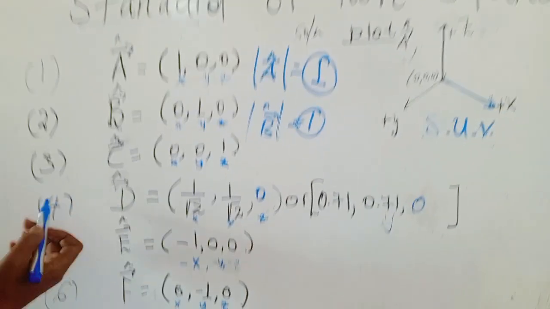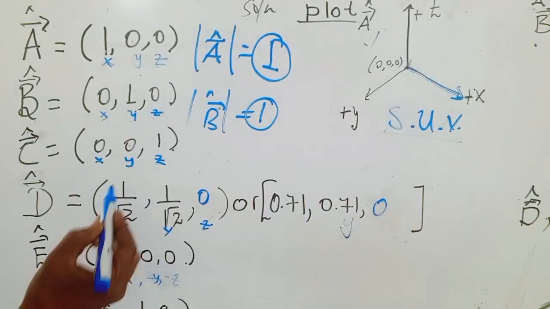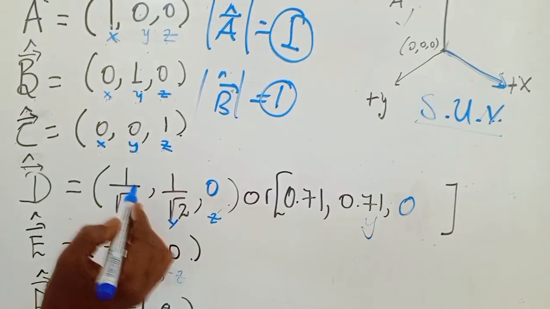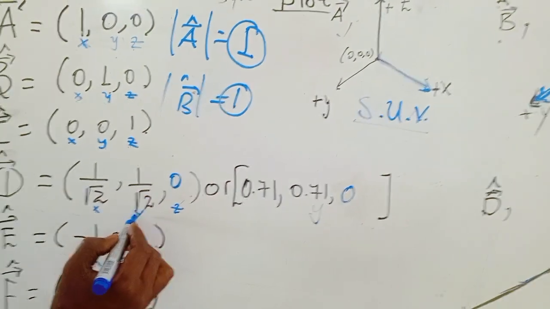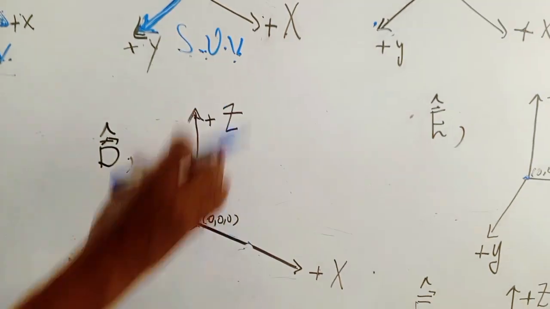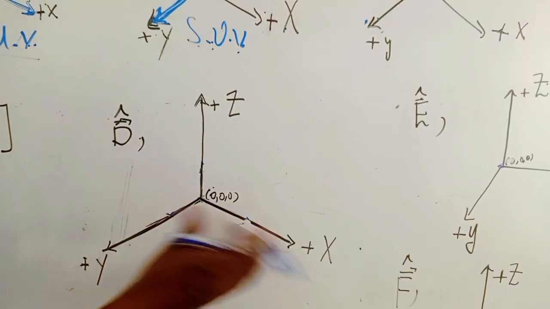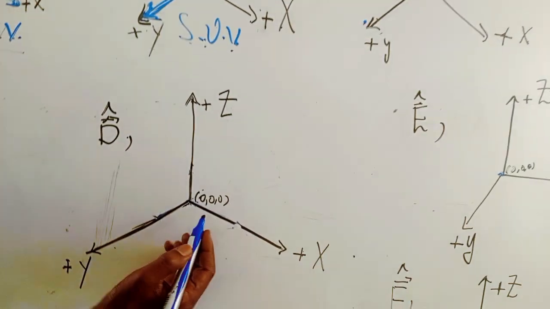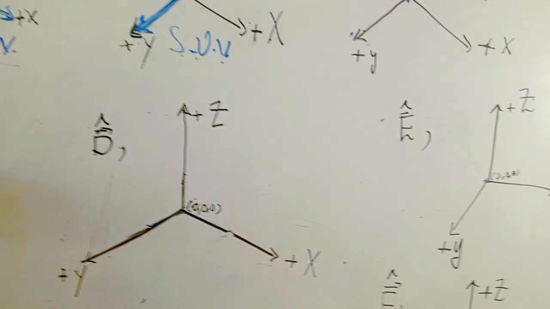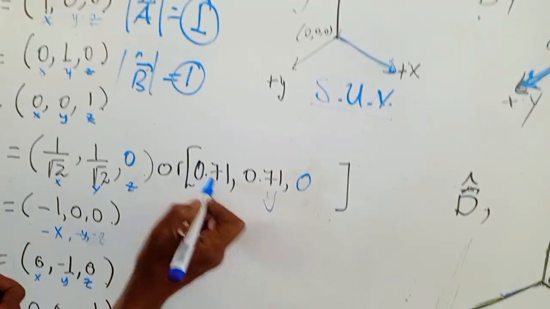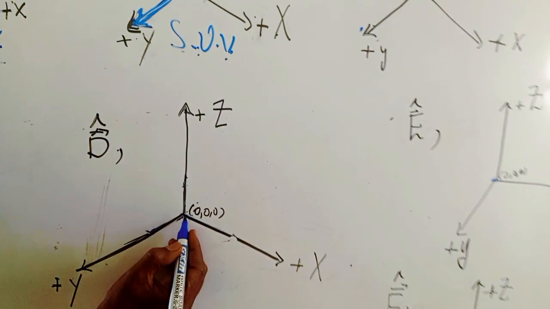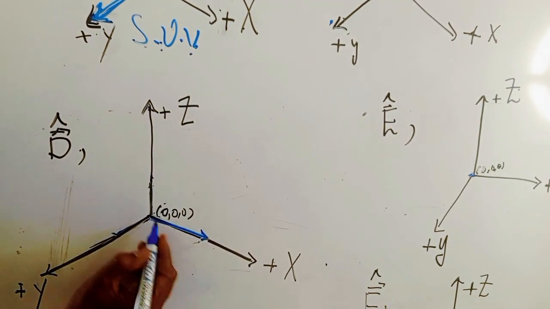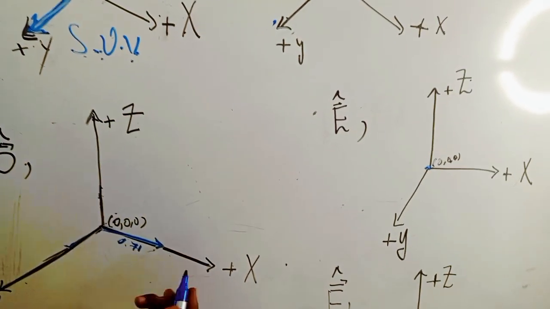So for D, the components of the unit vector are 1 divided by the square root of 2 along the x, 1 over the square root of 2 along the y, and 0 along the z. So if you plot this in three-dimensional Cartesian coordinates, you can rewrite it in decimal form: 0.71 along the x, 0.71 also along the y. This is 0.71 along the x-axis.